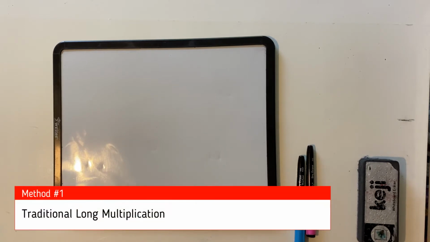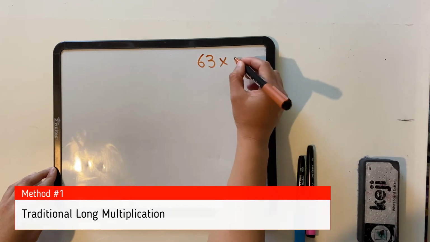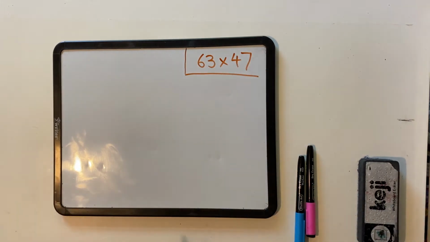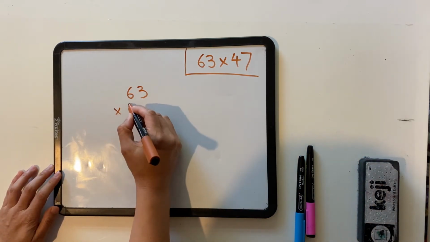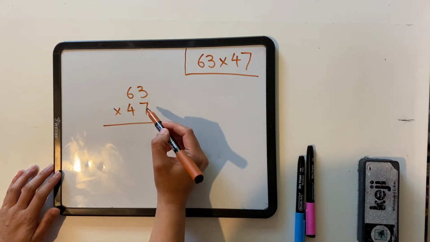So the first one I'll show you is the traditional long multiplication method, which is the one we all learnt in school. So I'm sure we'll all be familiar with this one. I'm going to use 63 times 47 as an example for all of the methods. So we'll keep that there. 63 times 47. So we do the columns.